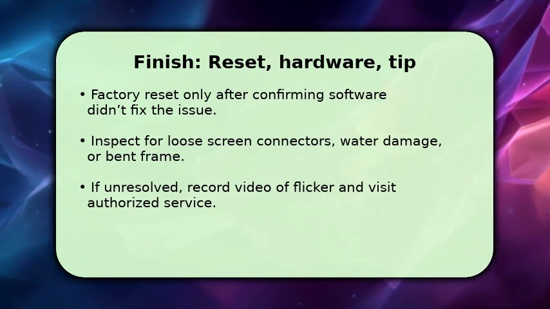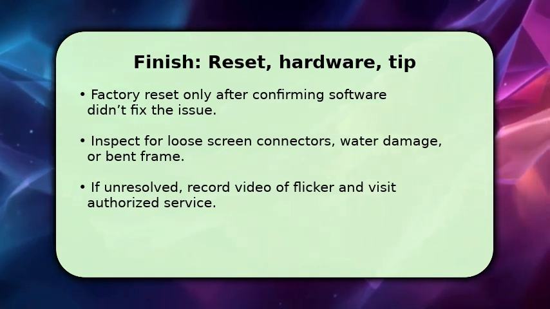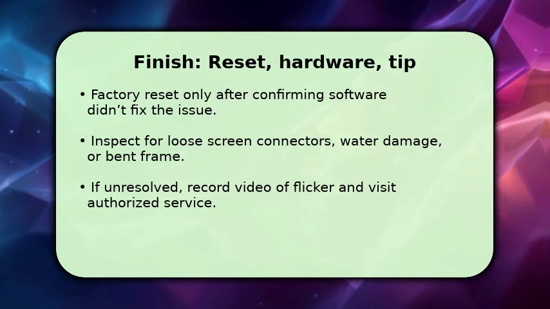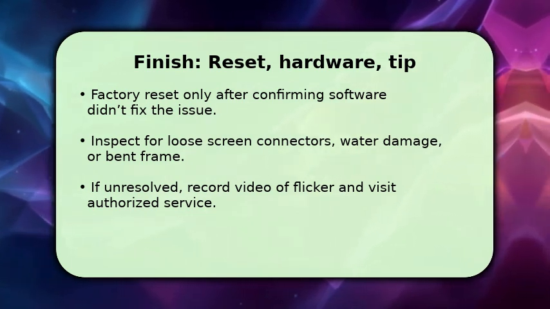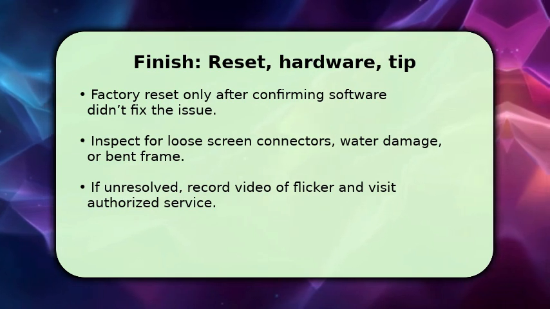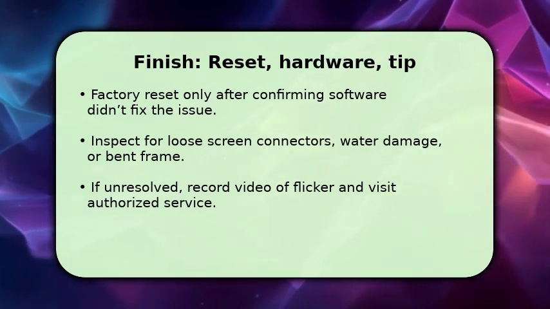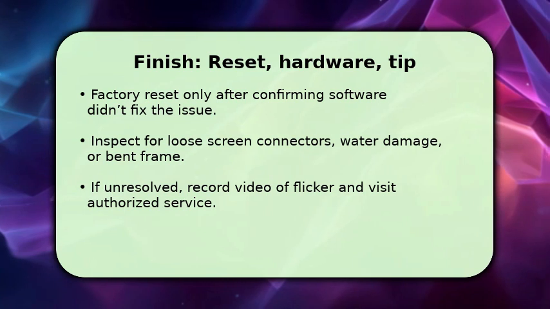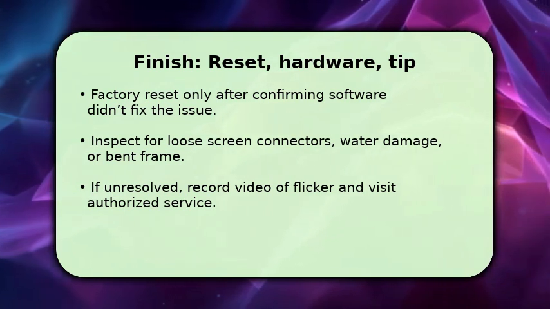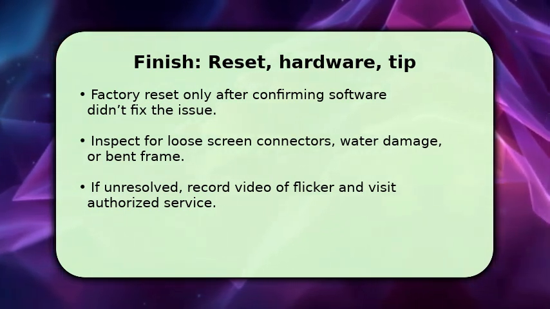Perform a factory reset after backing up. This rules out deep software corruption. If the flicker remains, inspect the handset for visible damage, moisture, or a loose display edge. Slight frame bends often indicate a delaminated connector. Do not force repairs yourself unless trained.